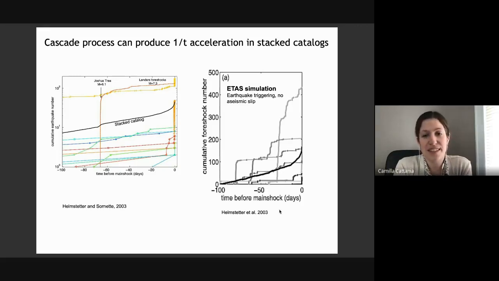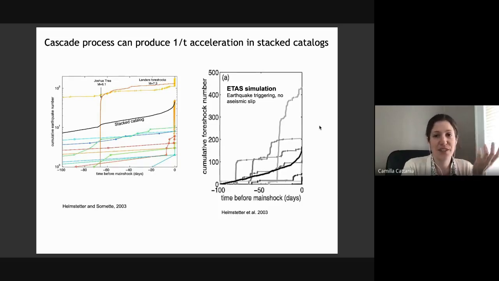And in this paper, Helmstetter and co-authors could reproduce exactly the same behavior by stacking ETAS simulations. What they demonstrated is that the acceleration can entirely be an artifact due to stacking all these sequences and requiring the main shock to be aligned with time equals zero. And in an ETAS model, as many of you know, there is no aseismic slip. There is absolutely no underlying physical process which gives you a 1/T acceleration. ETAS contains aftershock triggering, so that each foreshock has an Omori type probability of triggering earthquakes afterwards. And when you stack them, this can give you this acceleration. But it is really important to understand that it is not physical. There is no 1/T underlying process in this case. So it's just useful to remember this when we're looking at stacked catalogs.